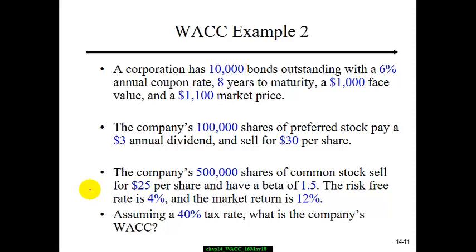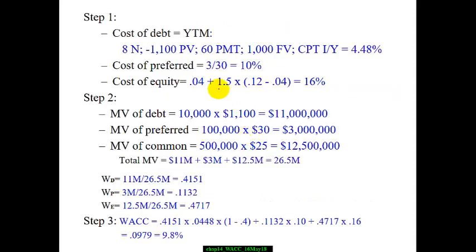Here is another example for WACC calculation. In this example, we have three types of capital. We have debt, bond, preferred stock, and common stock. The procedure is very similar. I would ask you to pause a moment, take out scratch paper, and try that. After you're done, come back and verify your numbers.